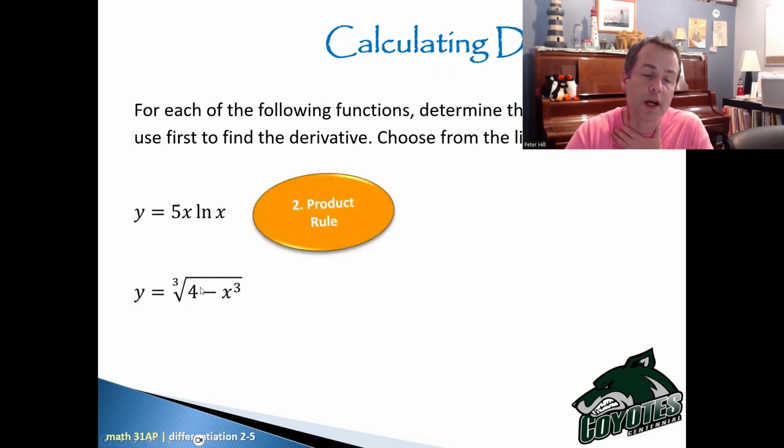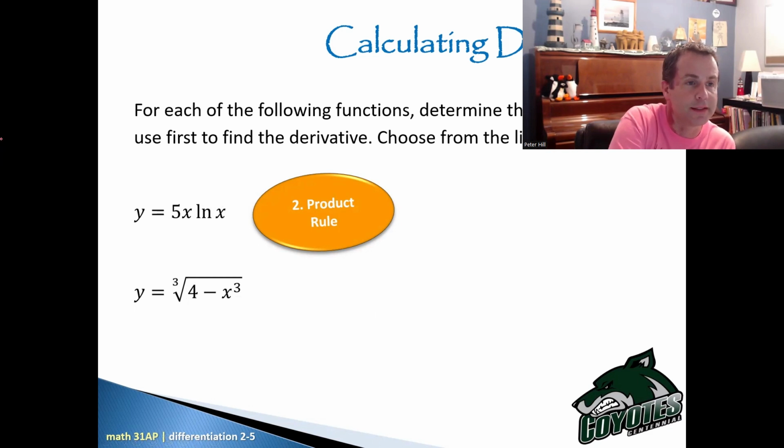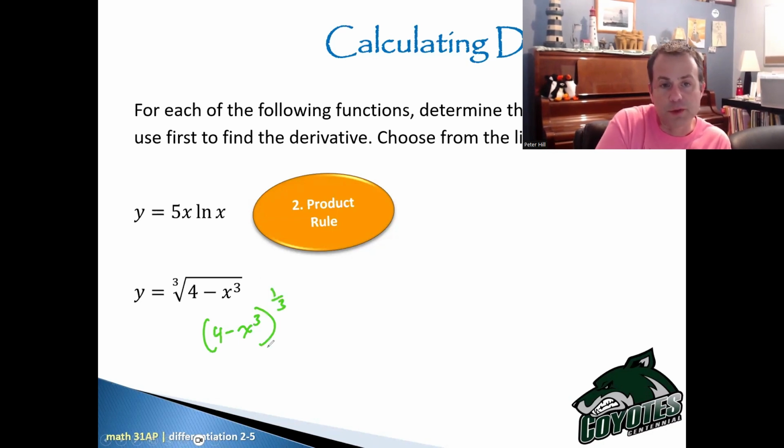Okay, the cubed root of 4 minus x cubed. Now you may look at that and say, okay, that's the same as, if this helps you a little bit, 4 minus x cubed to the 1/3, right? So I'm going to end up using the chain rule because the 1/3 will come to the front and I'll drop a degree. Then I have to take the derivative of the inside function.